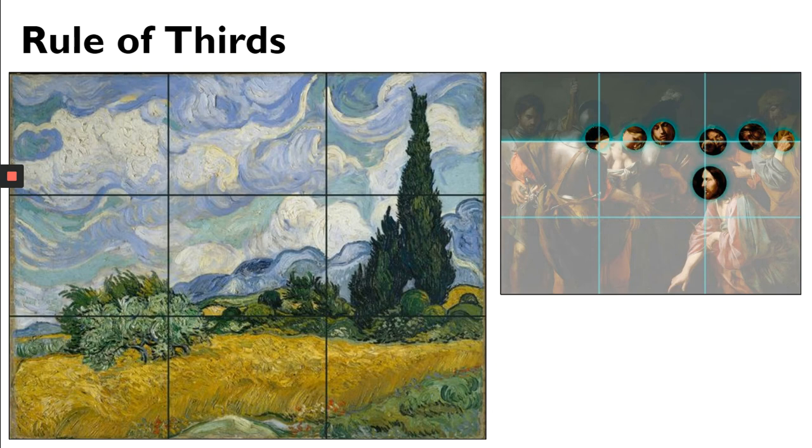This painting on the right shows how the main characters are all placed on the upper dividing line, creating a dynamic arrangement of figures. Painters and artists use the rule of thirds mostly for landscapes, but it also works for any subject matter, including still life, figures, and even portraits.